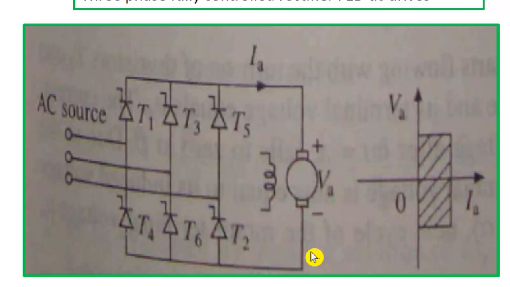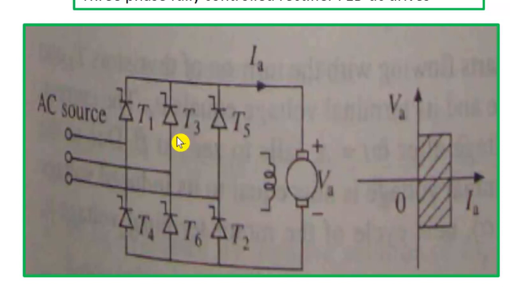flow in this direction. Similarly, in case of 4, 6 and 2, out of these 3 thyristors, only one will be on, which one is more negative than this one. Suppose this point and this point, if the negative voltage is more here, then this will be on. So T1 and T2 will be on and current will flow in this direction and positive output voltage you will get. So like this pairing of the thyristors will be there.